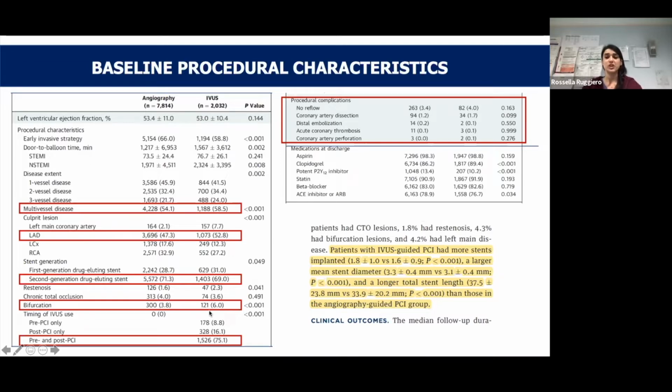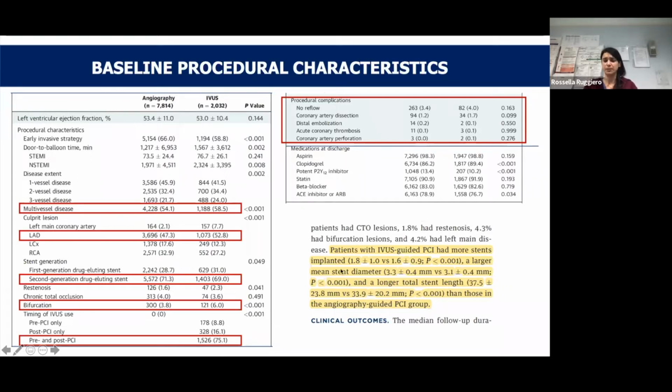The majority of the patients underwent a second-generation drug-eluting stent, and the rate of bifurcation stenting was higher in the IVUS group compared to the angiography group. In 75% of the cases in the IVUS group, the IVUS was performed pre and post PCI. As you can see in this part of the slides, the procedural characteristics were the same in both groups.